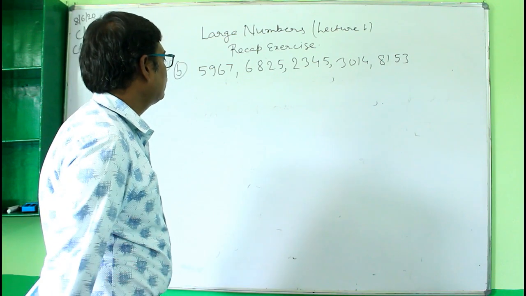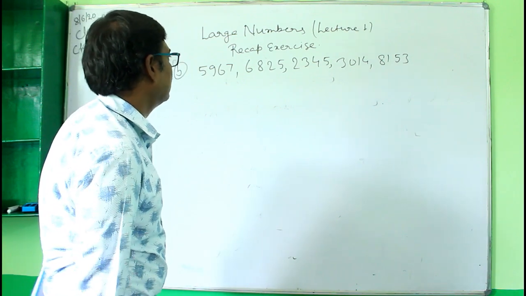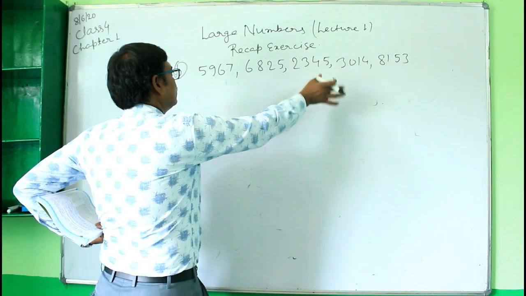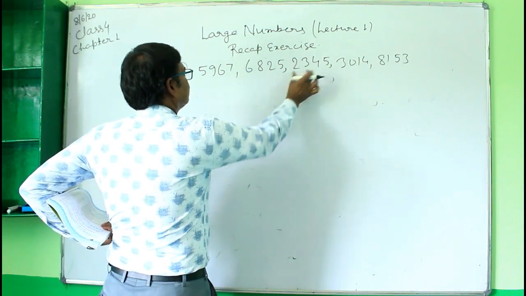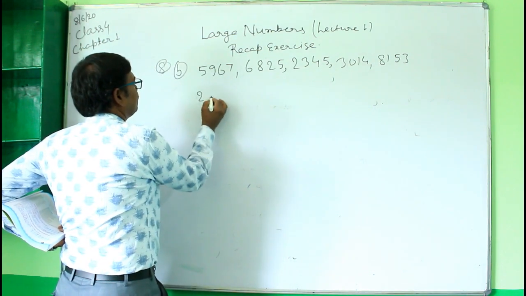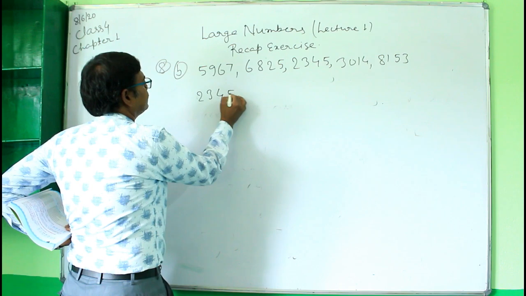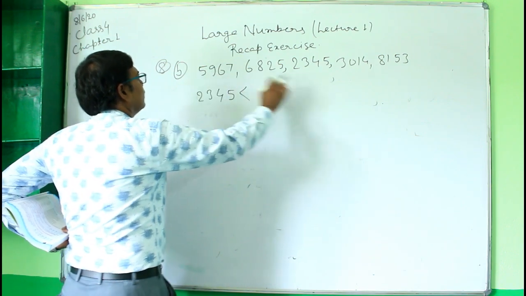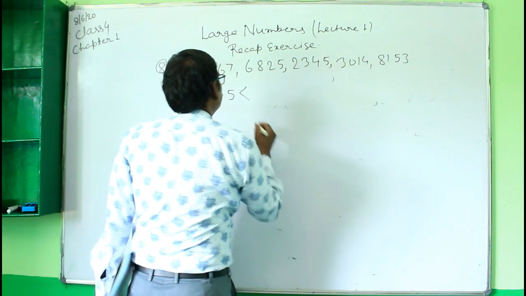Now we have to arrange these in the ascending order. Ascending means first we will find out the smallest number. So here this number is the smallest number, 2,345. This is the smallest one. The next bigger number is 3,014.